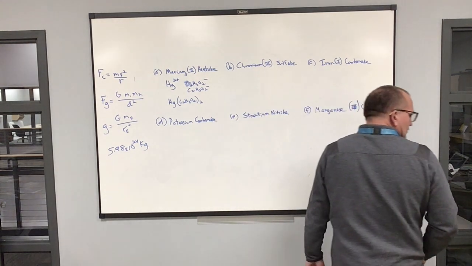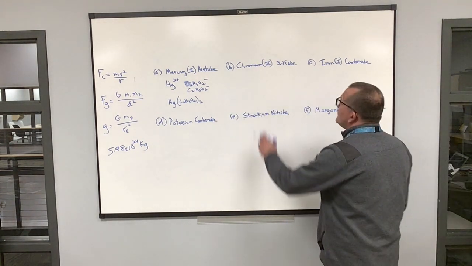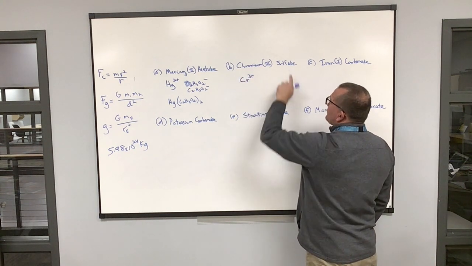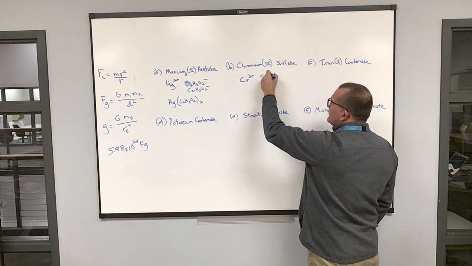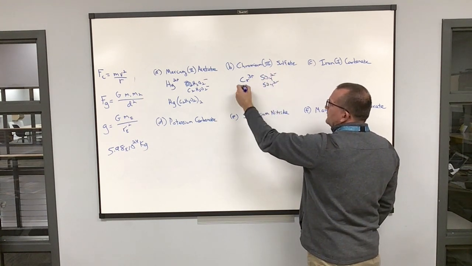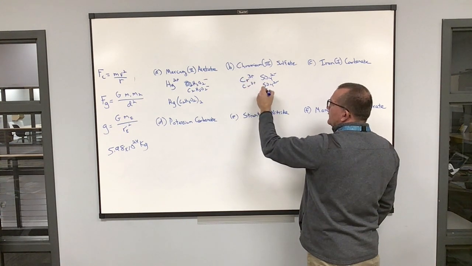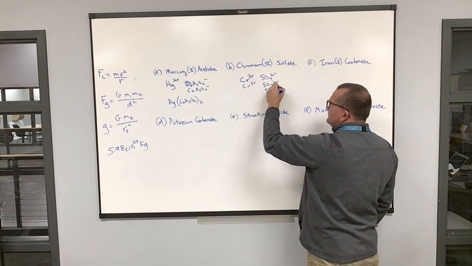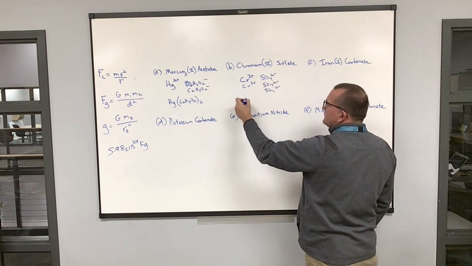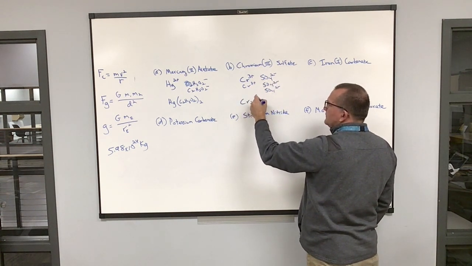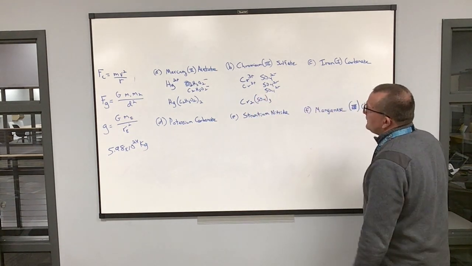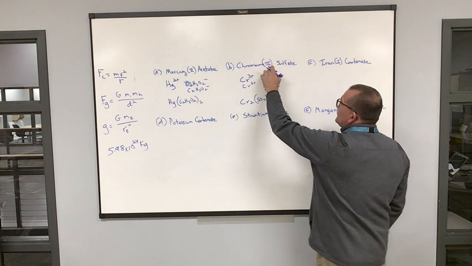Chromium sulfate. Chromium 3 means chromium has a positive 3 charge, sulfate is negative 2. So now I have to go back and forth here a little bit. This is our 3-2 combo here. 3-3, or 6. Now we got 2 of these, 3 of these. Cr2, SO4, 3. Again, chromate's charge is 3 because the Roman numeral is 3.